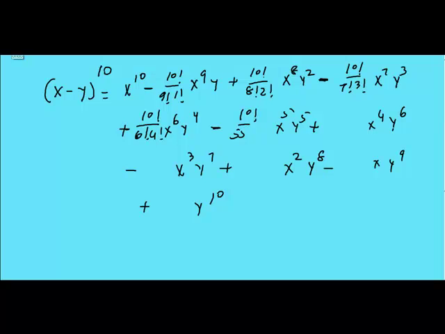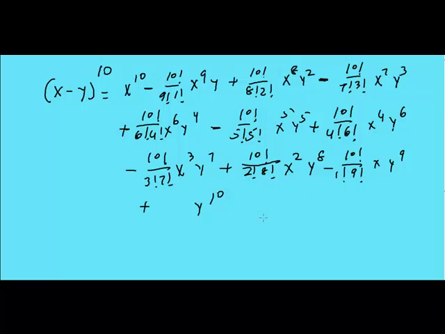let's go backwards. Okay, 10 factorial over 5 factorial times 5 factorial. This would be 10 factorial over 4 factorial times 6 factorial. This would be 10 factorial over 3 factorial times 7 factorial. Next one would be 10 factorial over 2 factorial times 8 factorial. Next one would be 10 factorial over 1 factorial times 9 factorial. And that's it. Okay? So they alternate plus minus.